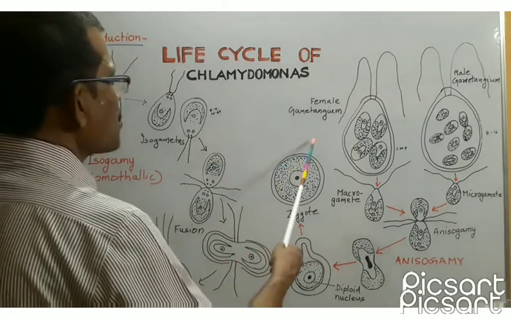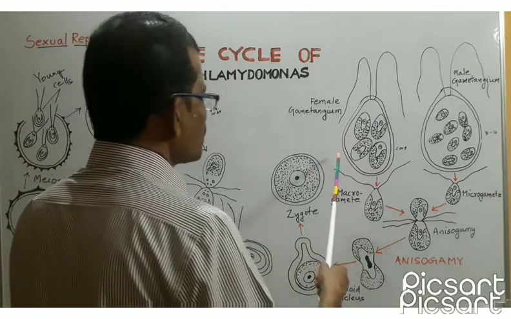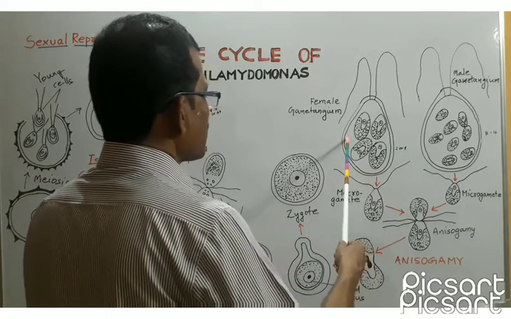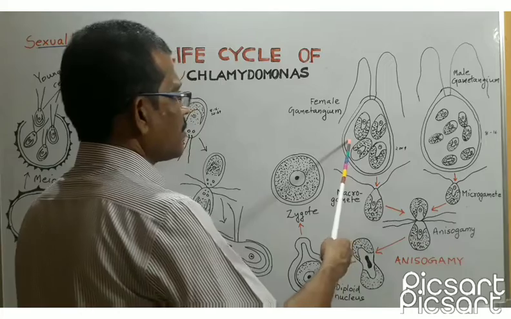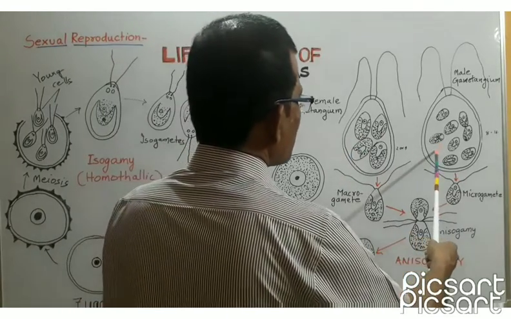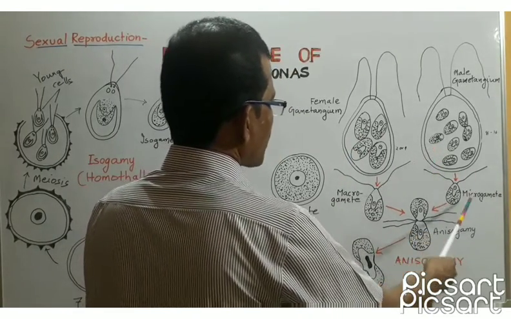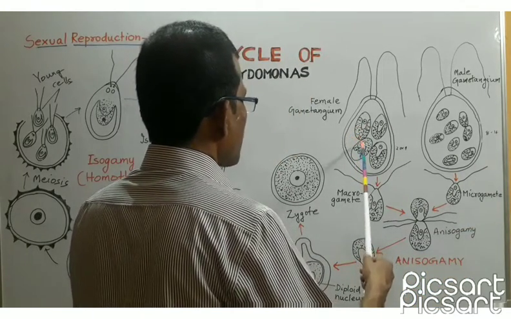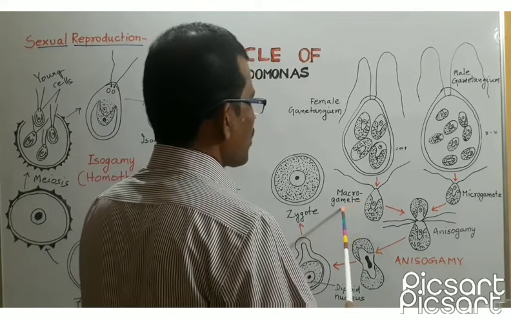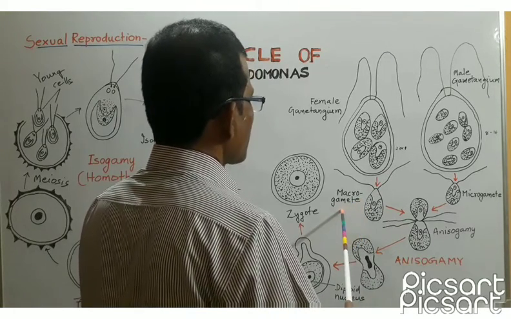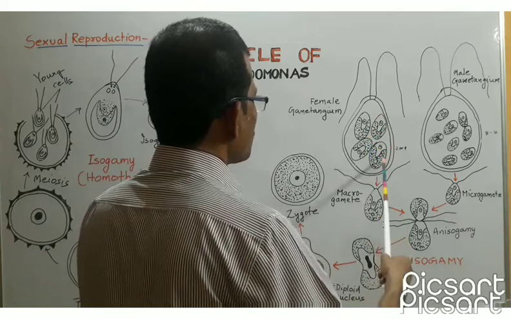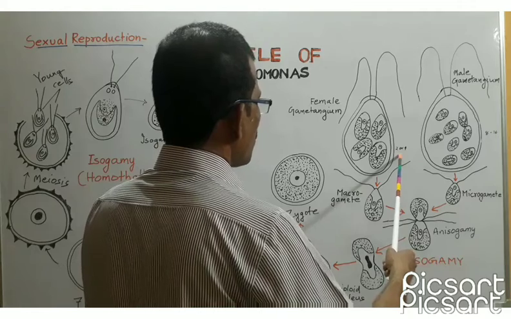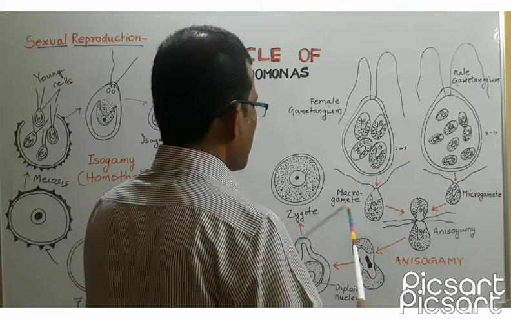Next is anisogamy. Anisogamy is a process in which the male gamete and female gamete are morphologically dissimilar. The male gametes are comparatively smaller and they are called as microgametes, and the female gametes, which are comparatively larger, are known as macrogametes. The macrogametes are formed due to the division of the protoplast of the parent cell that leads to the formation of 2 or 4 macrogametes.